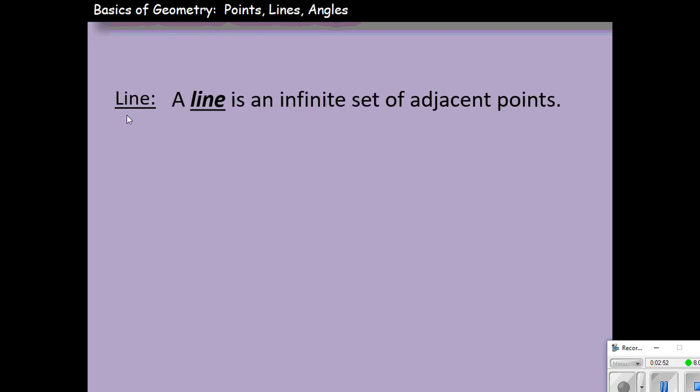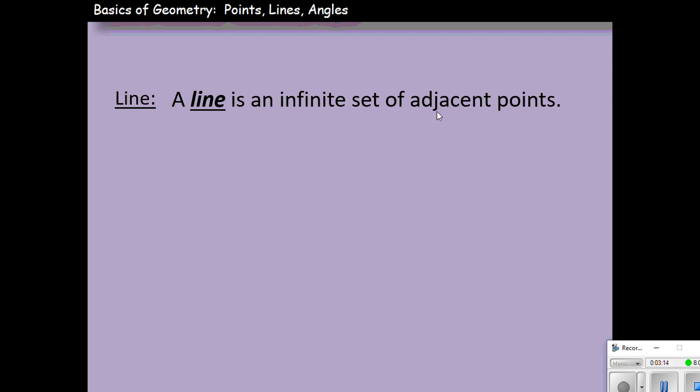Now, technically, the word line in geometry does not have a definition. It's what we call an undefined term, but we're going to give a loose definition here anyway. A line is an infinite set of adjacent points. A couple big words there. Hopefully you already know what infinite means. It means it keeps going and going and going. There's lots of points. So many points you can't count it. In fact, there's an infinite number of points.